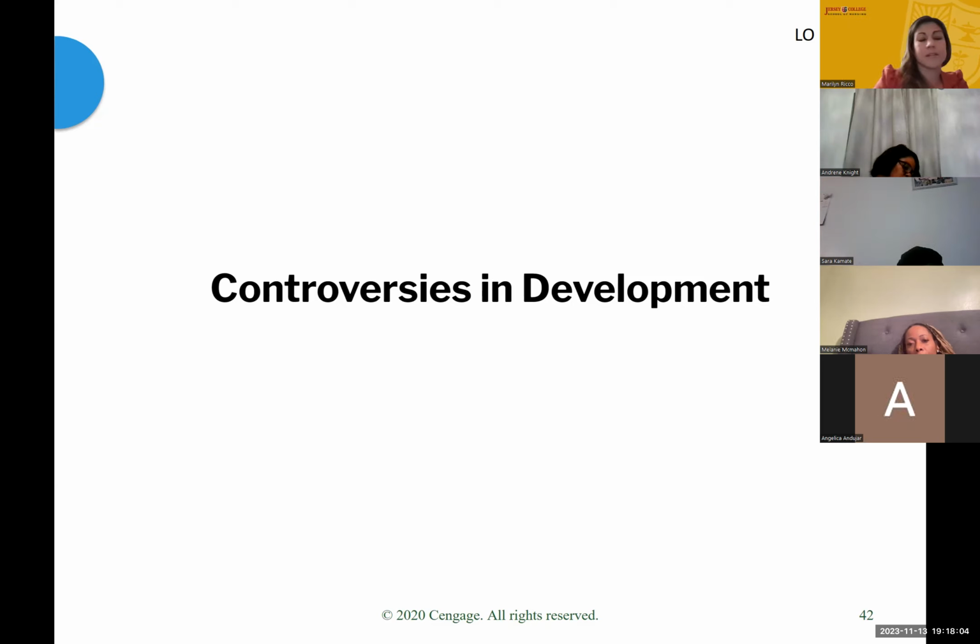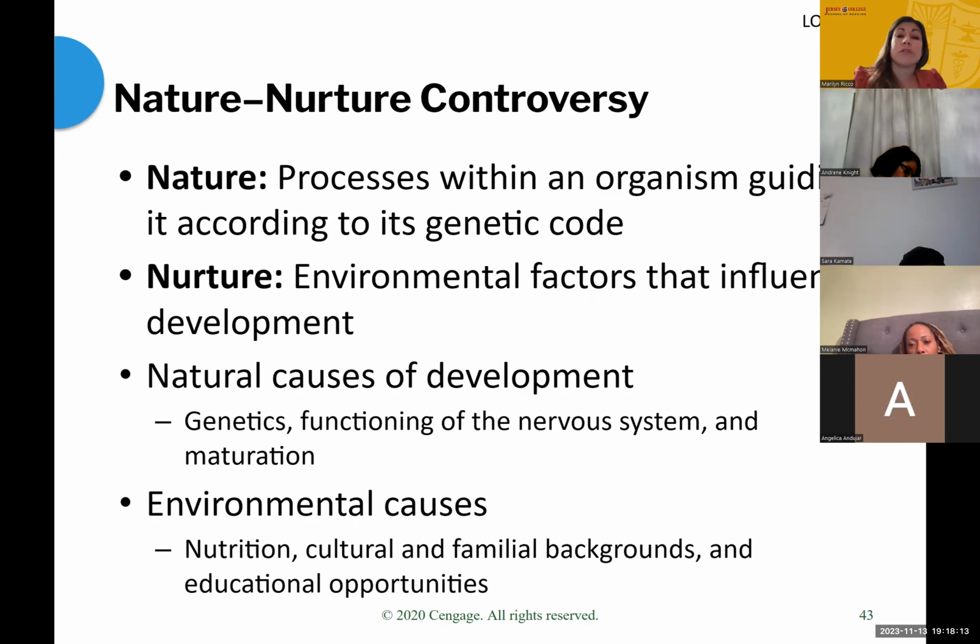So there are lots of controversies in development of age, religion, everything else plays a form in everyone's life. So we also go into now what we kind of briefly mentioned earlier, the nature versus nurture. So the nature controversy is the process within an organism guiding it according to its genetic code. And nurture is the environmental factors that influence development. So nature is natural, right? Think about the nature around you. That all comes naturally. Nurture is your environmental influences. It's the people and the environments around you that influence your development.